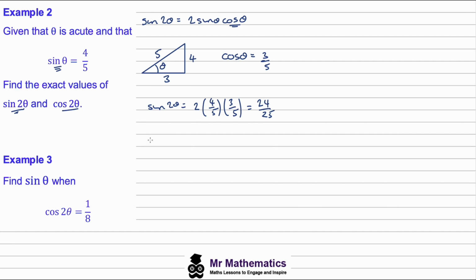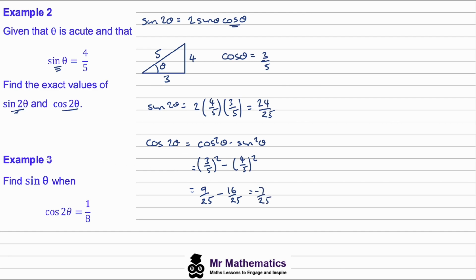For cos 2 theta, using the double angle formulae, we'll have cos squared minus sin squared. Well, cos squared will be 3/5 squared. The sin squared will be 4/5 squared. So we'll have 9 over 25 minus 16 over 25. And this will give us negative 7 over 25. Okay?